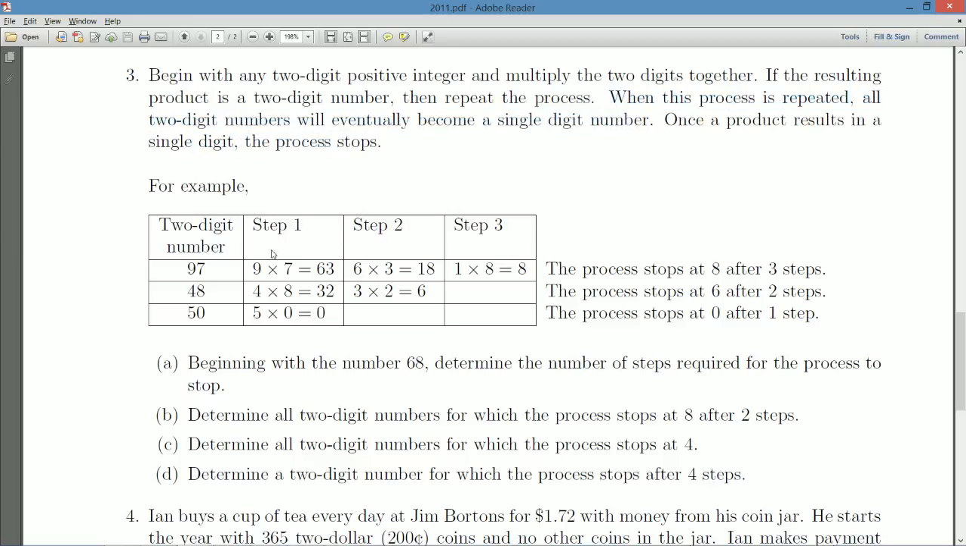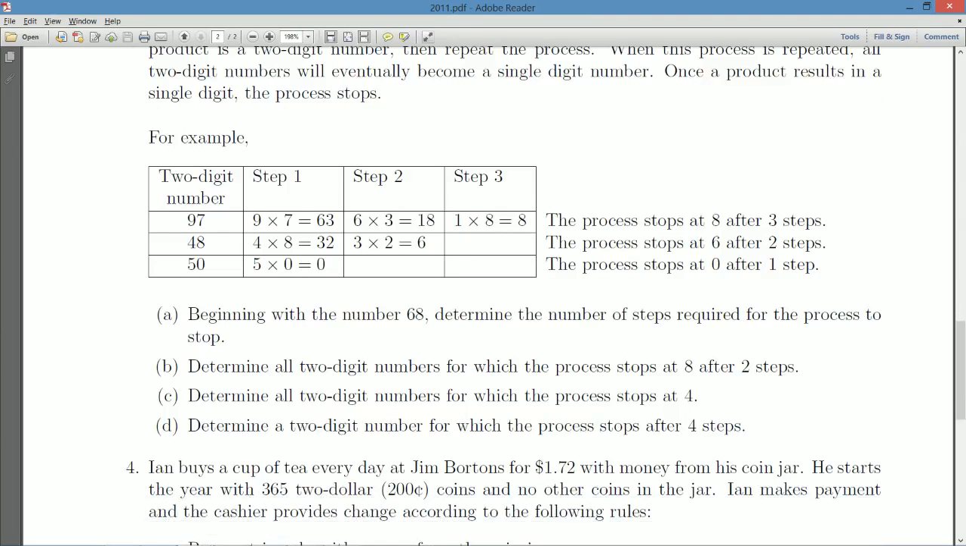For example, if we start with 97, we take the 9 and the 7, we multiply them together, we get 63. Then that's a two-digit number, so we take the 6 and the 3, multiply them together, we get 18. 1 times 8 is 8, so the process stops at 8 after 3 steps. So each transition period is a step. Okay, 48 gets us 32, then 6, and 50 goes 5 times 0 is 0. Okay, process stops after 1 step.